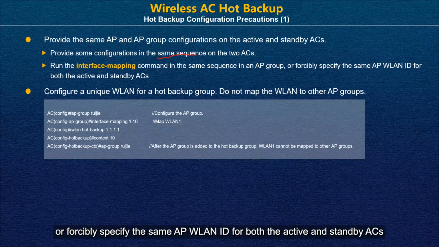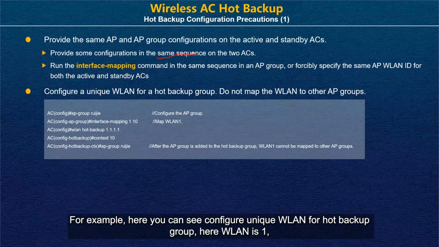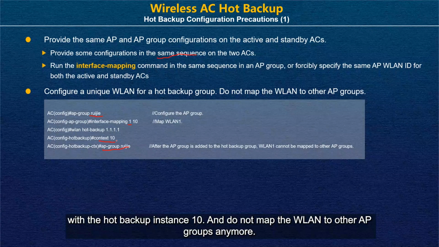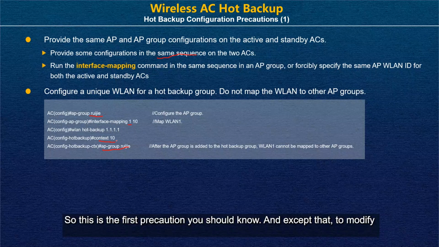Run the interface mapping command in the same sequence in an AP group. And fourthly, specify the same AP WLAN ID for both the active and the standby ACs. For example, here you can see we configure a unique WLAN for the hot backup group. Here WLAN is 1, right? And we are mapping it with AP group Ruijie. This AP group is bound with hot backup instance 10. And do not map the WLAN to other AP groups anymore.